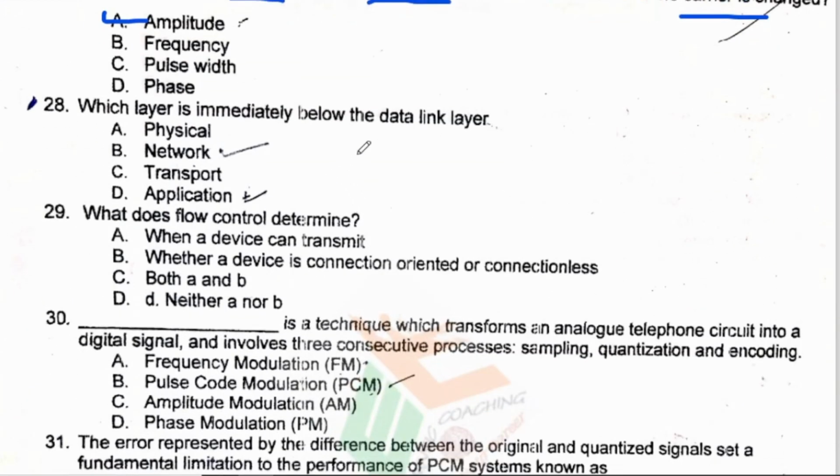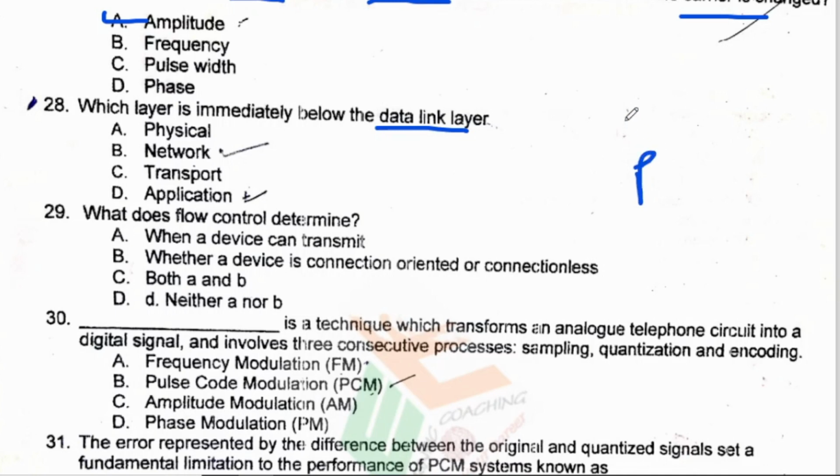Which layer is immediately below the data link layer? First is the physical layer, then the data link layer, then the network layer. So below the data link layer is the physical layer. Option A is the correct answer.